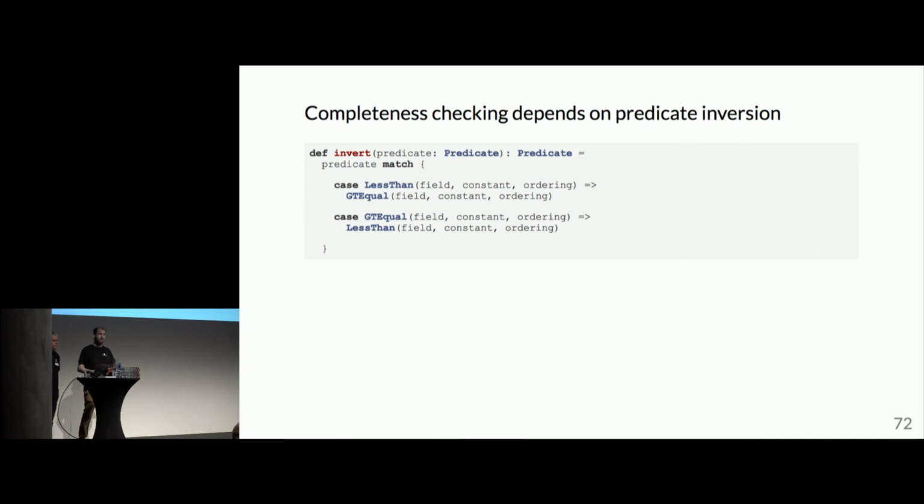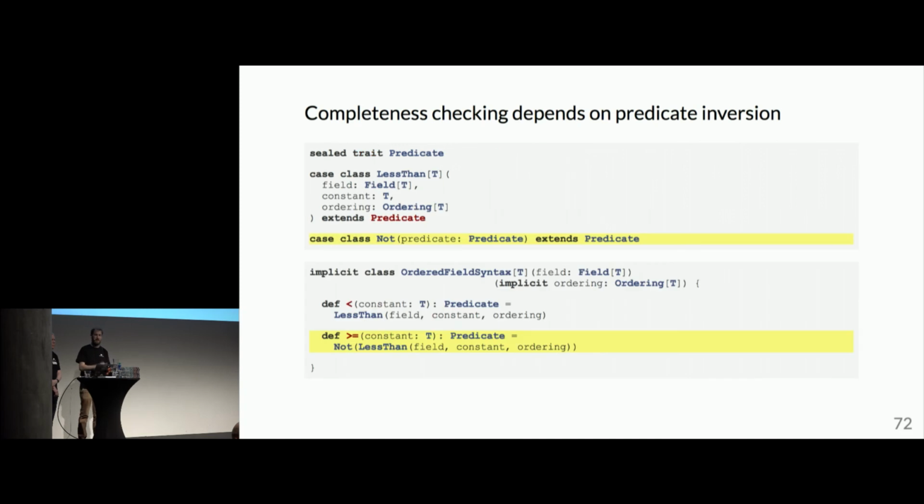But this had a couple of issues, because every time we introduce one of these operators for predicates, we have to grow this inversion interpreter, and it could be quite buggy, right? We might return the wrong inverse in a case. So what we actually did was a bit of an optimization, and we generalized this by introducing a not predicate, which recursively takes in another predicate that it's going to invert. Our syntax for greater than or equal to didn't change whatsoever. It just returns a not of a less than of a field, constant, and ordering.